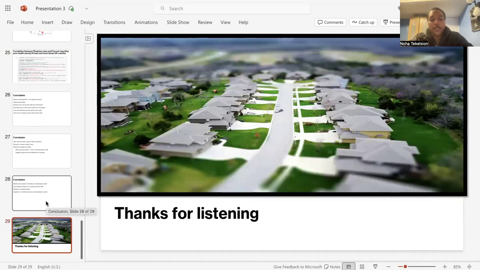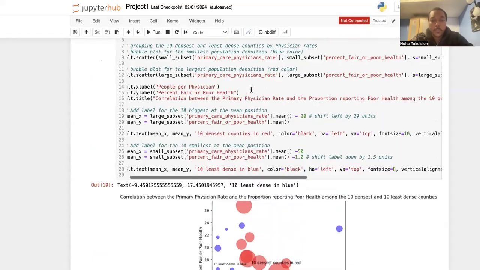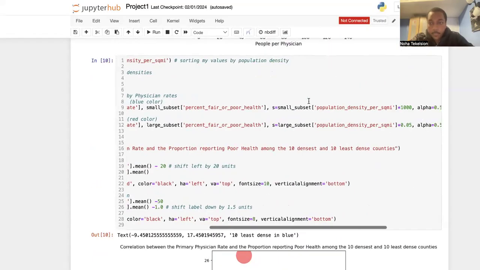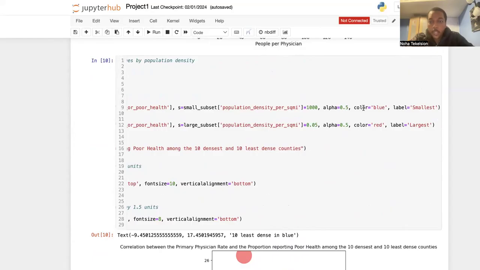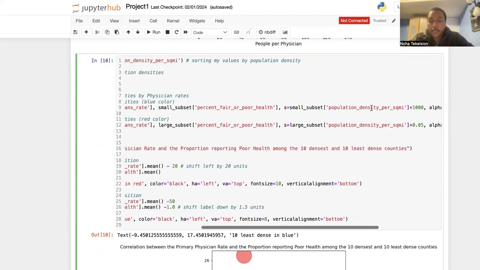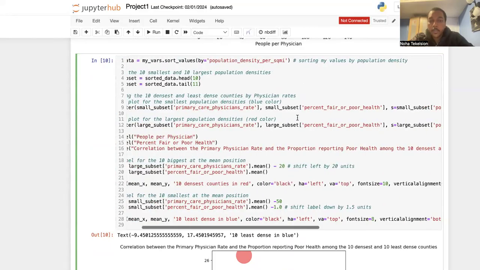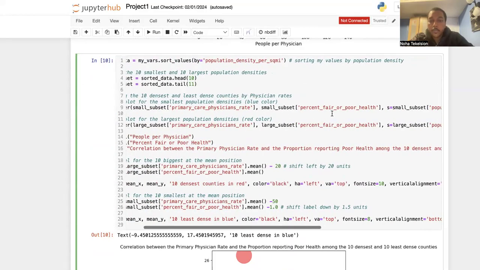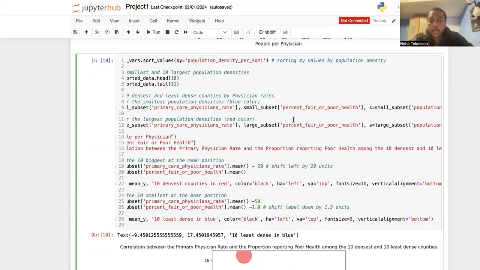But before I say thanks for listening, I want to take a second to show the full extent of what was going on here. Okay, here. So we can see the coloring, blue coloring, red, and we have labeled the large subset, the one for the more dense counties.